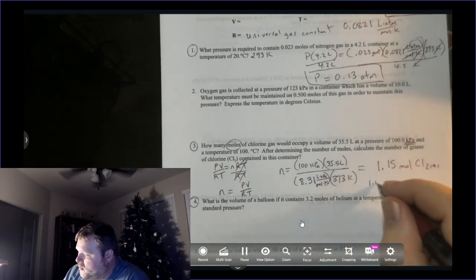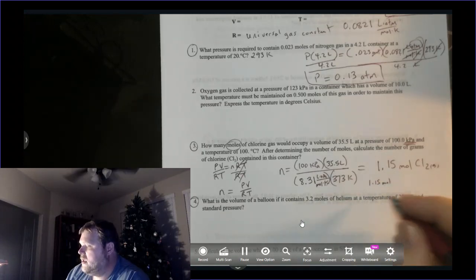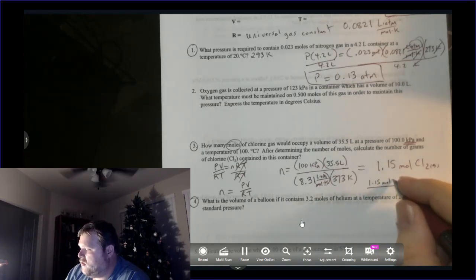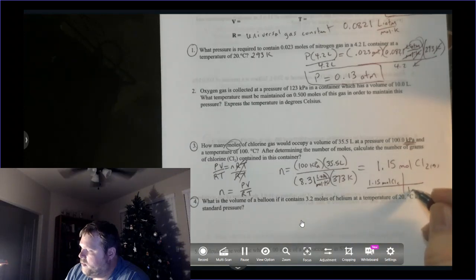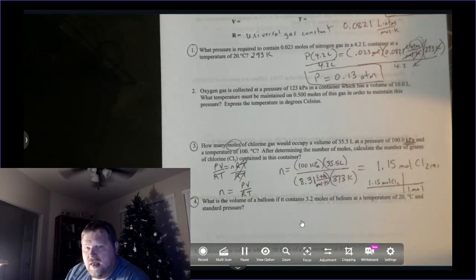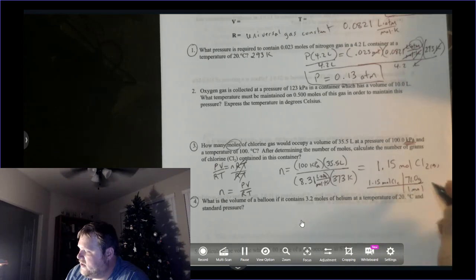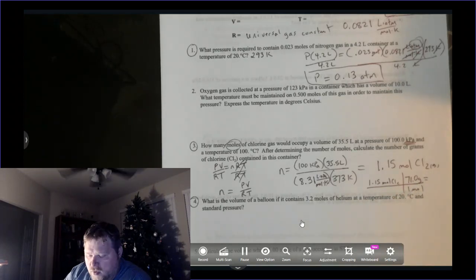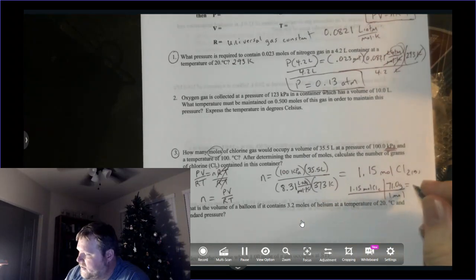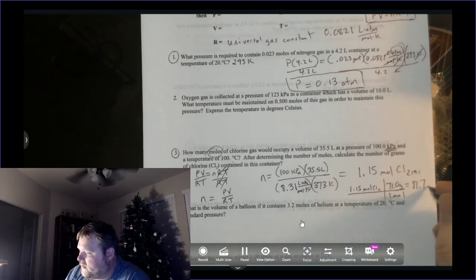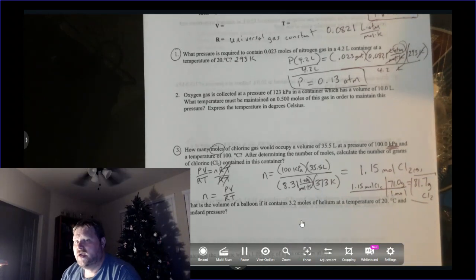So I'm going to take my 1.15 moles of chlorine, and I'm going to put moles on bottom, and then from the periodic table, chlorine's 35.5, and if we have two of them, molar mass is 71. So real quick mole conversion there, 1.15 times 71, and to 3 sig figs, that is 81.7 grams of chlorine.